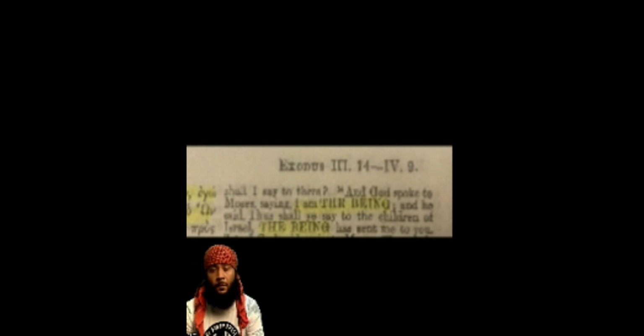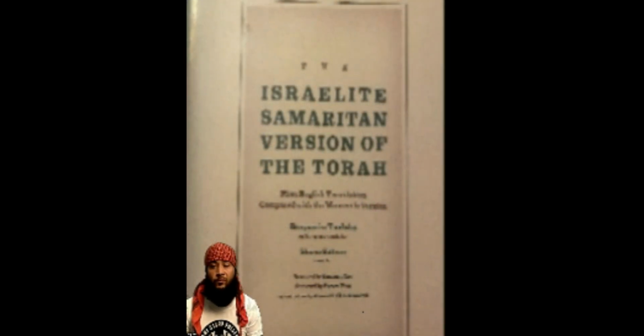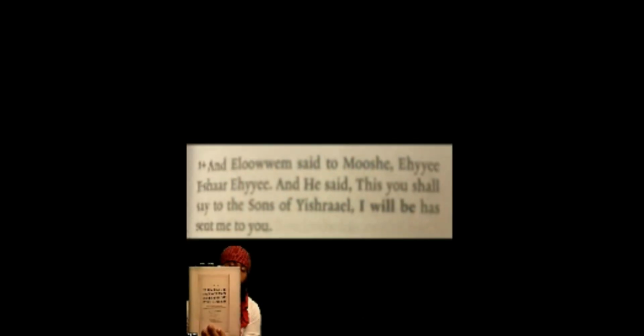And when we look at Exodus 3:14 in the Septuagint, we come to a startling reading. The text says, "And God spoke to Moses, saying, I am the being. The being has sent me to you." So through comparative study with the Hebrew interlinear ESV and the Septuagint, I decided to look into the Israelite Samaritan version of the Torah, circa 122 BCE, and the text states, "And Elohim said to Moshe, Eyi Asher Eyi, and he said, This you say to the sons of Yisrael, I will be has sent me to you."